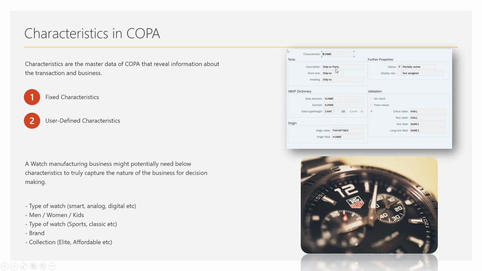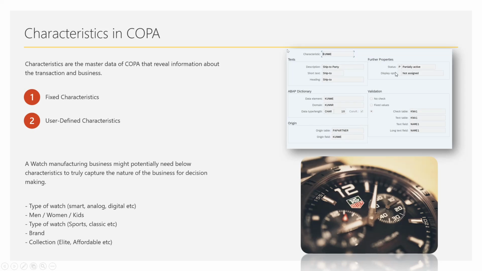So now if you see here, there are different parameters that are passed in a characteristic. First thing is the description. This is going to tell what is the description as well as the short text for this one. Under the dictionary section, it is defining what is the data element and the domain, which means what is the table and what is the field from which this value is derived, and what is the length of that characteristic value and what type of value can be passed, for example, numeric or characters or anything. Now, origin will tell us what is the table in which this value is actually stored. For example, the ship-to party is stored in a standard table called PA partner, and the origin field is KUNWE.